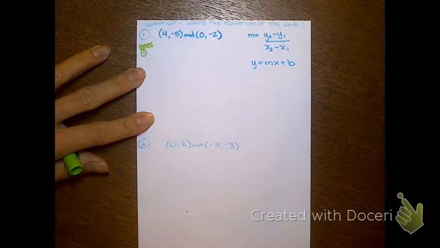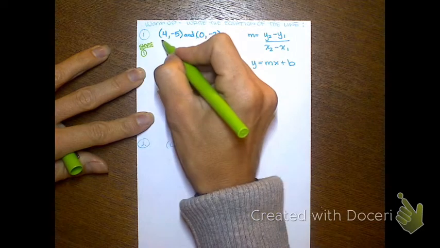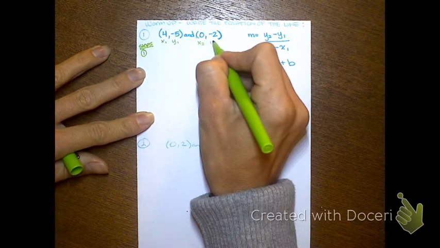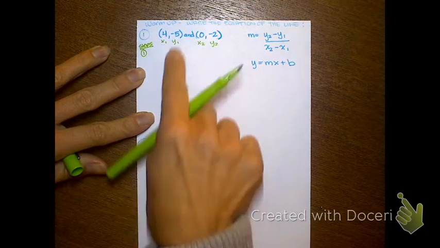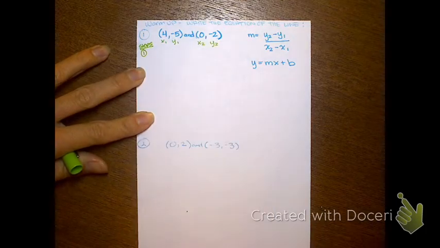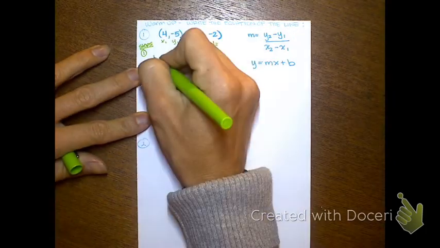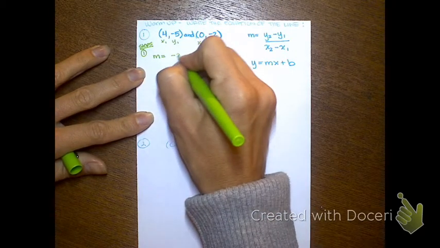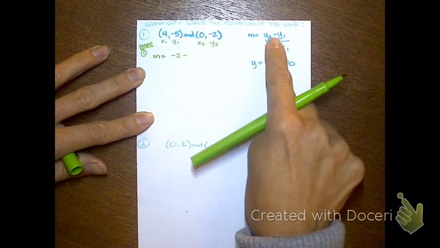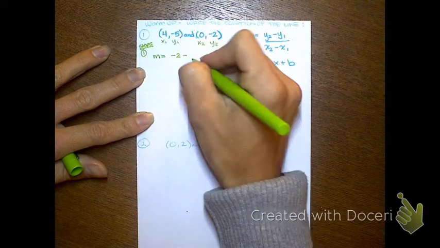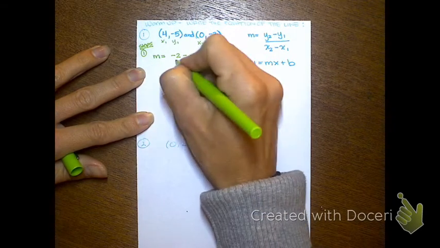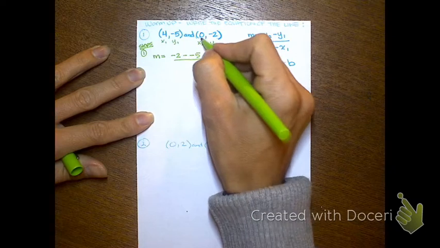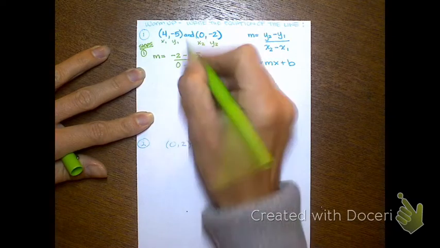Okay, so step 1, find the slope of the line. So I'm going to label x1, y1, x2, y2. Make sure you've written down that ordered pair. Now we're going to plug it in to find our slope. So our slope is going to be -2 minus, because minus is from the formula, and then I have -5. So you should have a double negative right there. Then x2 is 0 minus 4.